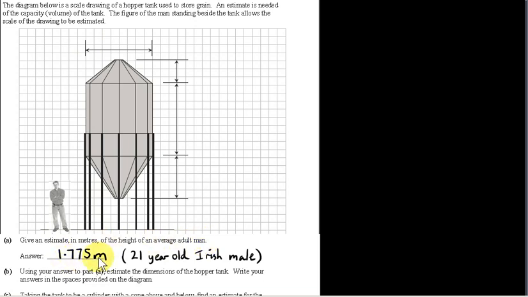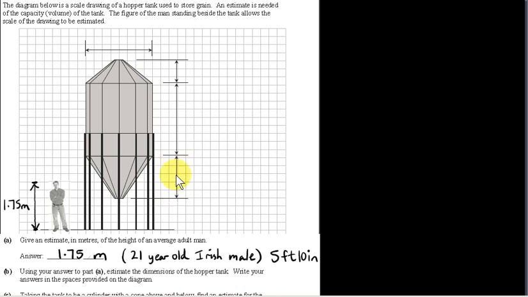Well, I just looked this up. A 21-year-old Irish male has on average a height of 1.775 meters. This number is about 1 3/4 meters. In feet and inches, it is 5 foot 10 inches. I will just round this number to 1.75 just for convenience, 1 3/4. We want to use the answer in part A to estimate the dimensions of the hopper tank.